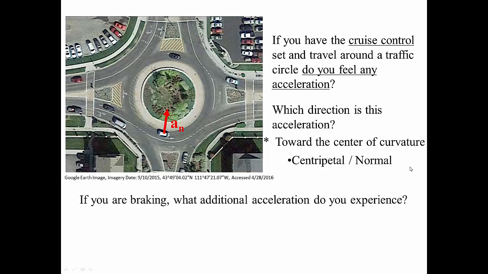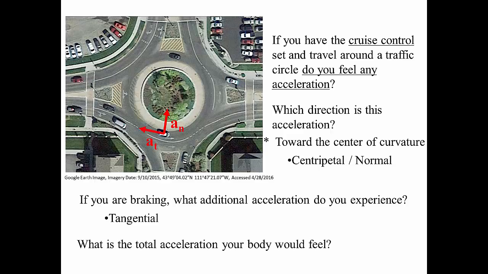If you're braking, if you're slowing down, what additional acceleration do you experience? You experience a tangential acceleration. The combination of those two would give you your total acceleration. So not only would you feel your body wanting to move forward as you slow down, but you would also feel your body wanting to move outward as you go around the circle. And the combination of these two would give you what your total acceleration is, or the resultant of your acceleration.